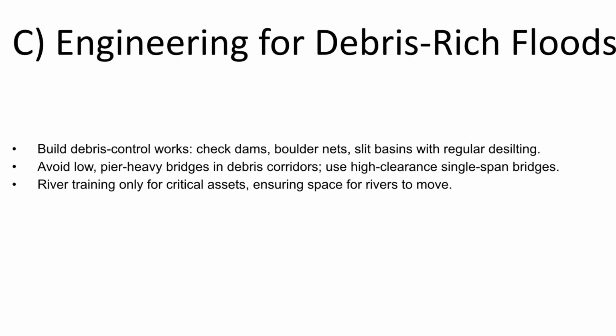Most of the damage was caused because of the debris. So engineering for debris-rich floods needs to be done. This includes debris control works in side valleys: check dams, sabo dams, boulder nets and silt basins sized for boulder transport, with regular desilting. Then bridge design and placement. We need to avoid low, pier-heavy bridges in debris corridors. Prefer high clearance, single span with protected abutments and sacrificial approaches. And river training where justified, only where it protects critical assets, like a single lifeline road, and with room for rivers, not hard walls that simply push erosion downstream.